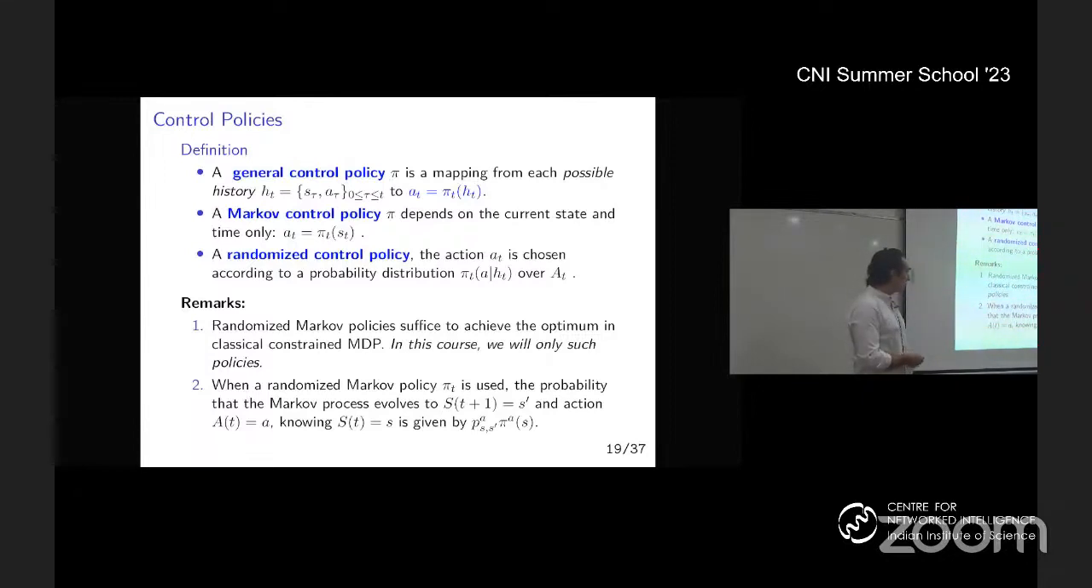And just to be clear about the transition matrix now, the probability to go to S prime at t plus 1, knowing A of t and S of t, given a randomized policy, is simply the probability to go to S prime when action A is taken, multiplied by the probability that at S, I'm playing A. Okay. Very good.